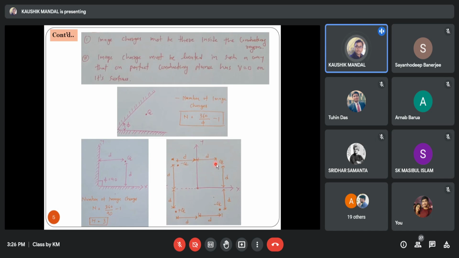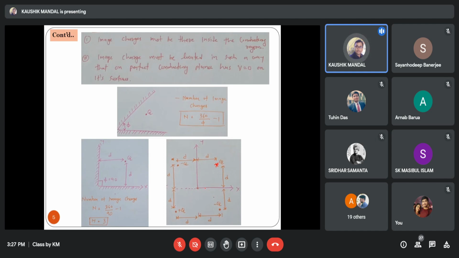This is your actual charge q. There are two ground planes. Now the ground planes are removed. In place of the ground plane, we will consider the reference line. So if we draw the image of the corresponding charge one by one, this is your actual charge q.